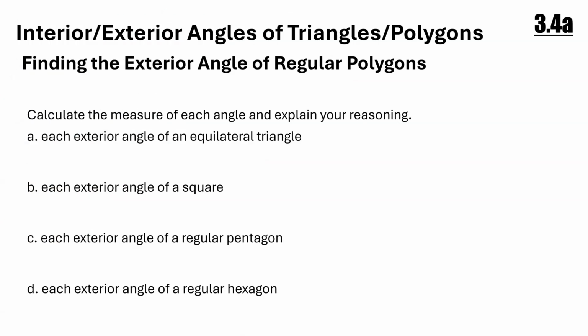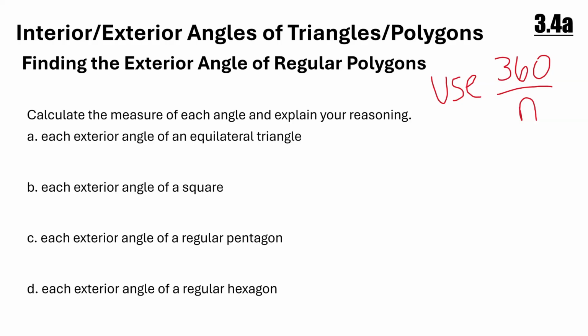This problem asks to determine the value of each exterior angle of a given polygon. Recall that if the sum of the exterior angles in a polygon is always 360, then each exterior angle will be 360 divided by the number of sides.